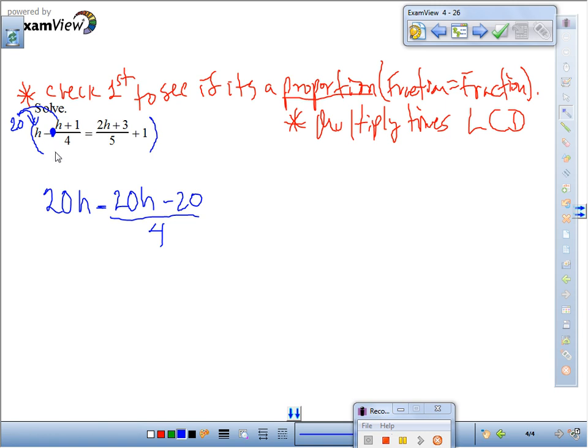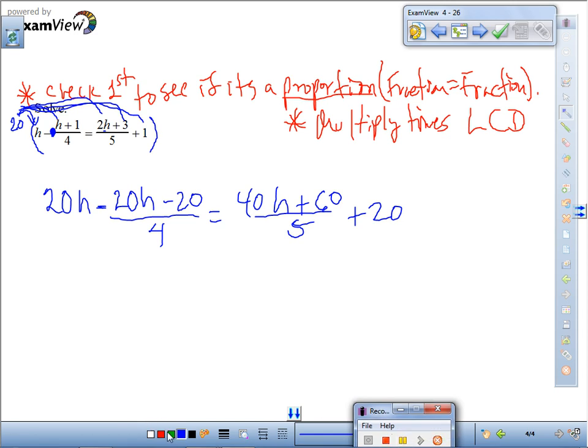Okay. Yeah, so be careful with these. When it has a little negative in front of the fraction, make sure you attach the negative to the 20 and you distribute. Okay? All right, so then equal to, what is 20 times 2h? 40h plus 20 times 3, 60, and all that over 5, plus 20 times 1, 20.